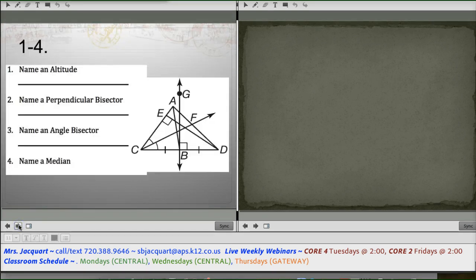Let's begin. Question number 1 says, name an altitude. Just a reminder, an altitude is a perpendicular height from one vertex of the triangle to the opposite side. If we look at this perpendicular line, it's not going through the vertex. However, this perpendicular line touches the vertex of the triangle. So an altitude is going to be ED.